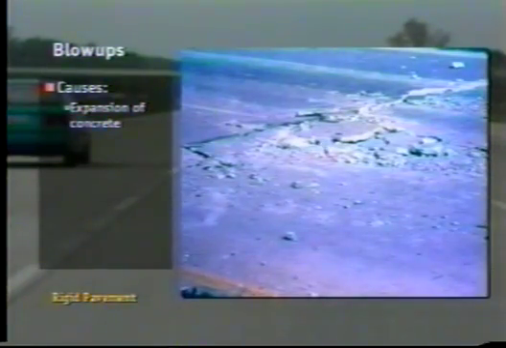Finally, blow-ups occur when a slab is pushed up or crushed at a transverse joint. This is caused by expansion of the concrete where incompressibles, such as sand, have infiltrated into poorly sealed joints and is often triggered by hot weather. This is more common in pavements with long joint spacing. To avoid blow-ups, pressure relief joints can be installed. Blow-up areas must be patched or reconstructed full depth.